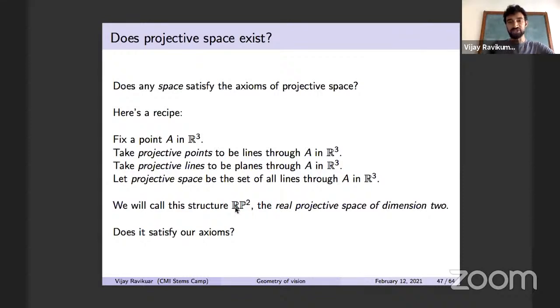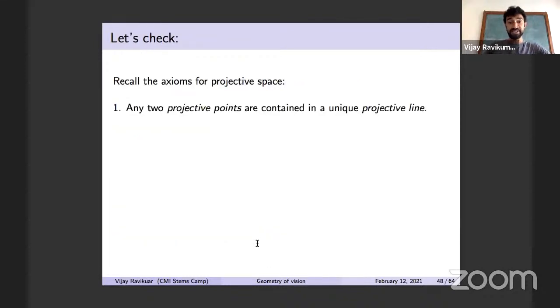So does this structure satisfy our axioms? Remember our axioms? The first axiom is that any two projective points are contained in a unique projective line. What are projective points? They're lines through A. So here's our point A, here's one line, here's another line, and any two projective points have to be contained in a unique projective line, meaning they should be contained in a unique plane through A. Is that satisfied by two lines through A? Yes, it is, because any two lines through A will determine a plane. So any two projective points will determine a projective line, right? Any two lines through A determine a plane in R3 through A.